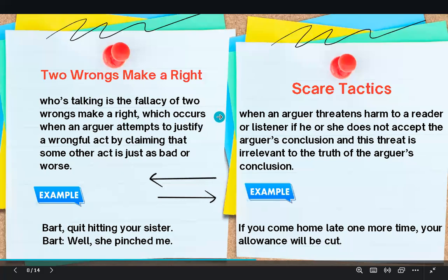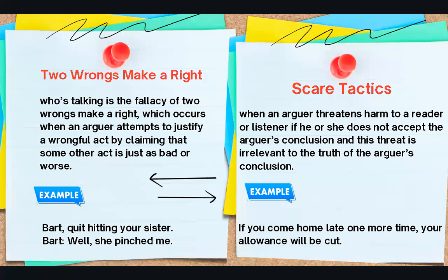The other one is two wrongs make a right, which occurs when an arguer attempts to justify a wrongful act by claiming that some other act is just as bad or worse. For example, Bart hitting his sister. Bart: well, she pinched me. Scare tactics: when an arguer threatens harm to the reader or listener if he or she does not accept the arguer's conclusion, and this threat is irrelevant to the truth of the conclusion. For example, if you come home late one more time, your allowance will be cut.